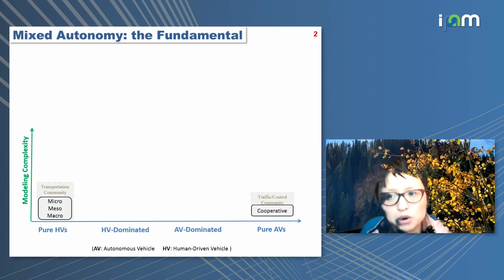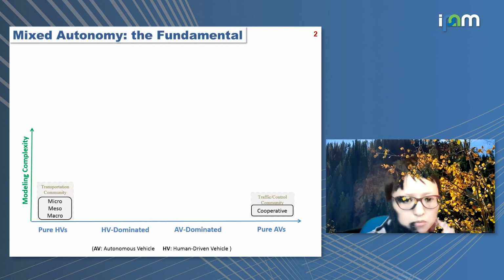Now we move all the way to the other extreme, which is the pure AV phase. I think most of the modeling development is by the traffic and the control community. They assume all the AVs are cooperative. Then basically they can model this so-called CACC, the collaborative adaptive cruise control. So basically a platoon of AVs move along the road.